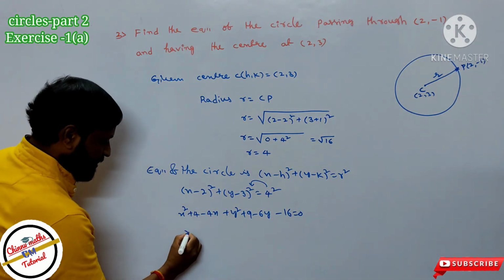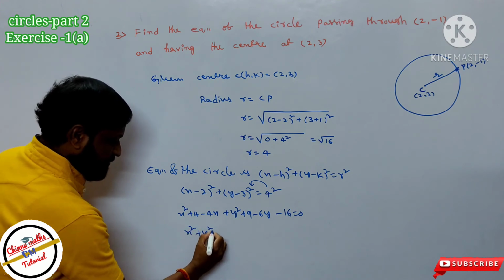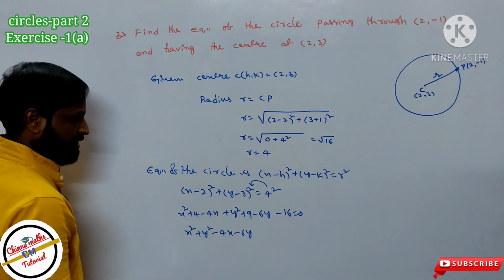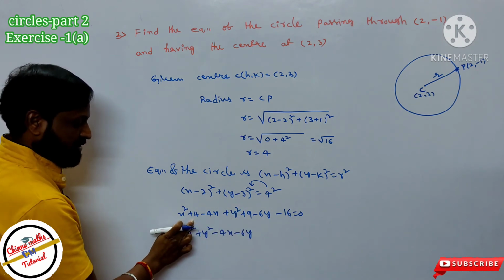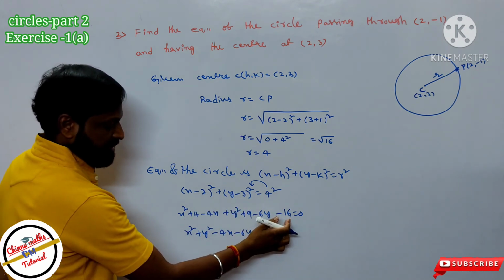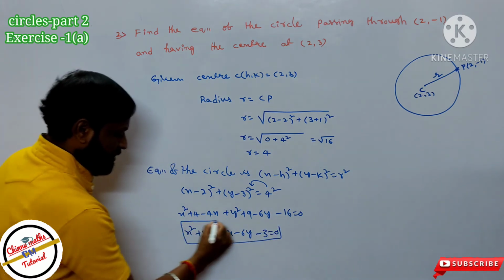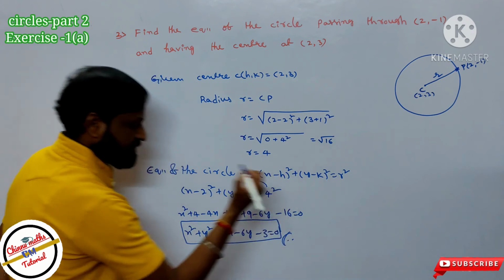So write in one order: x square plus y square minus 4x minus 6y. Then calculate the constant values: 9 plus 4 is 13, 13 minus 16 equals minus 3, equals 0. This is the required equation of the circle.